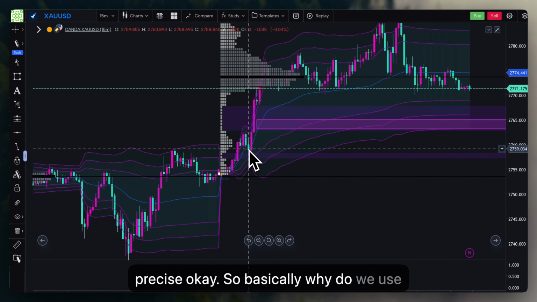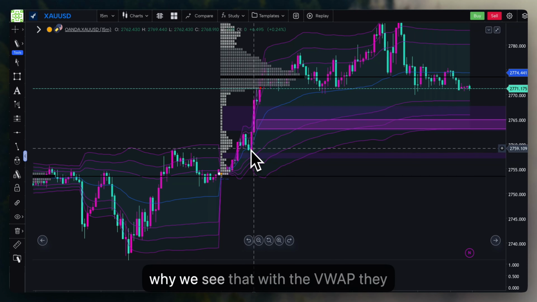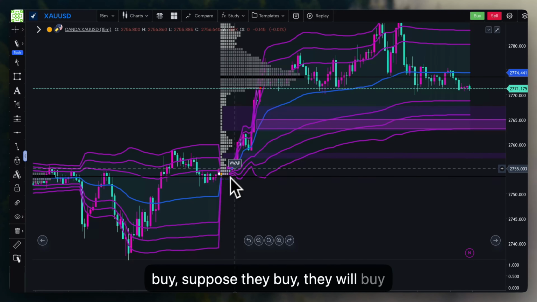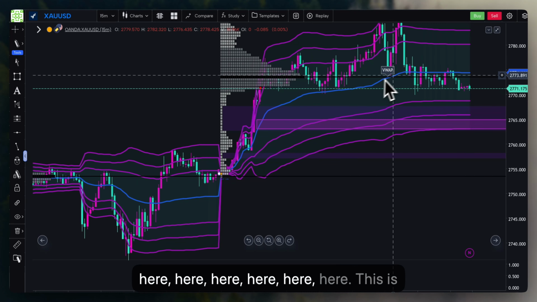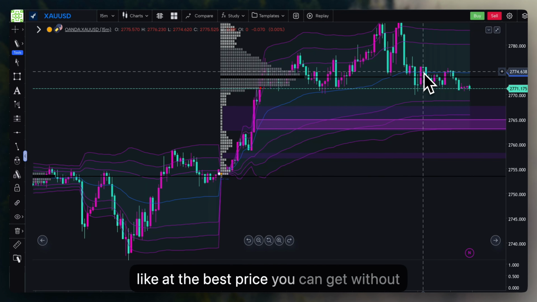So basically, why do we use VWAP? Banks, when they open big trades, cannot open like 800 lots, because if they do, the market will pump and they will not have optimal entry positions. They will not have the best execution, and that's why we see that with the VWAP they buy. Suppose they will buy here, here, here, here. This is the best price you can get without moving the market yourself.